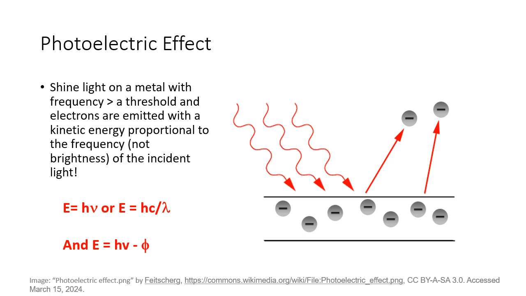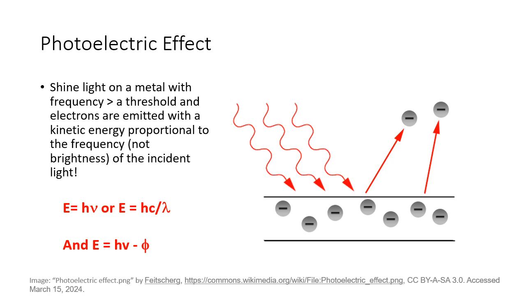So what about the photoelectric effect? The photoelectric effect happens when you shine light on metal. If the light has a frequency over a certain value called the threshold frequency or work function, which is incidentally dependent on the type of material, then the electrons are emitted with a kinetic energy proportional to the frequency of the incoming light, not the brightness of the incident light.